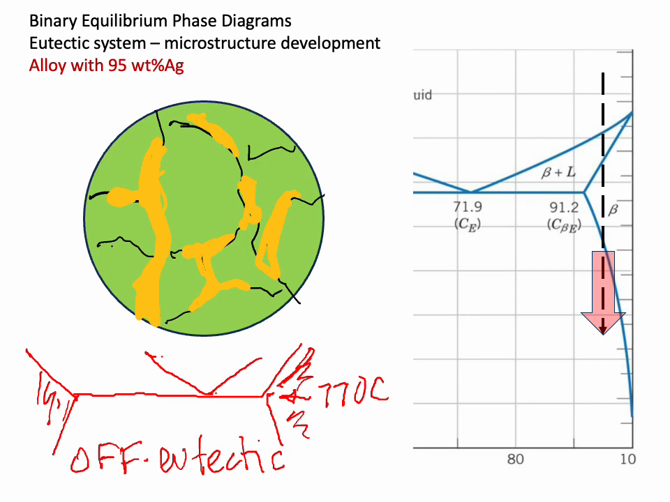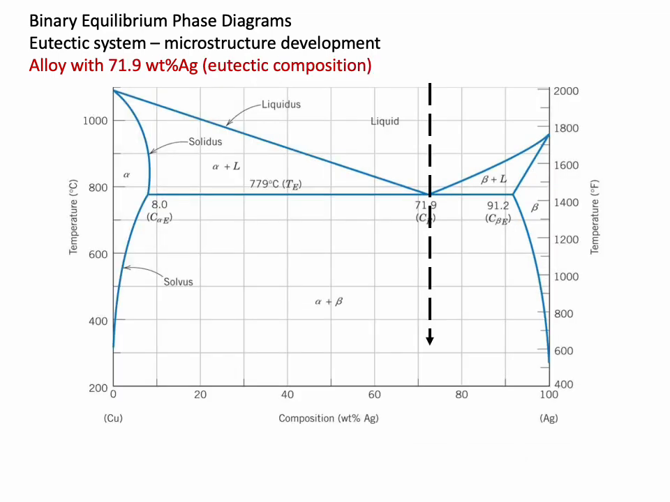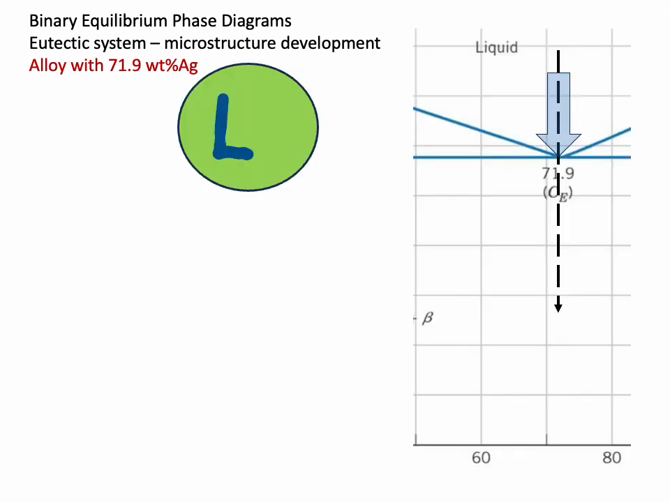So that's what's next here. Now we're going to look at the eutectic composition, which was 71.9 weight percent silver, cooling from all liquid into the two-phase region. So notice I'm not going through a region where beta forms in the liquid. I'm not going through a region where alpha forms in the liquid. And so all the way down to the eutectic temperature, I only have liquid.